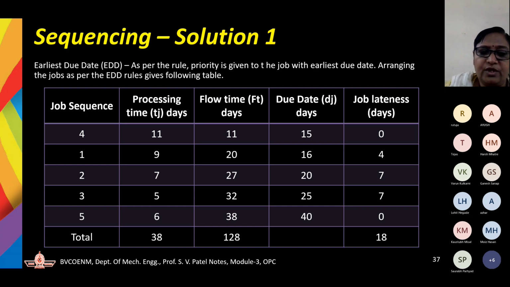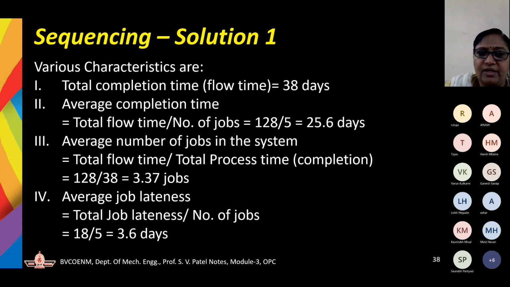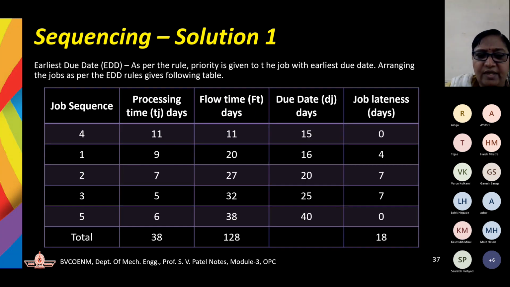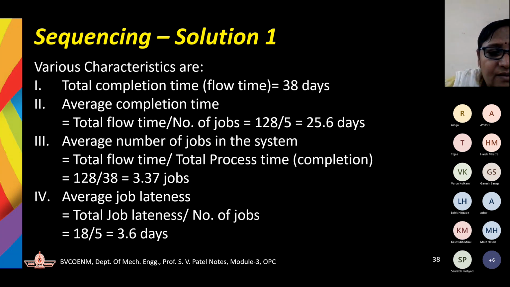All the jobs 4, 1, 2, 3, 5. So your completion date is the 38th day. Average completion time is what? That is the flow time summation, total flow time divided by the number of jobs. So the average completion time for each job is going to be 25.6 days. Each job on average requires 25.6 days to complete.